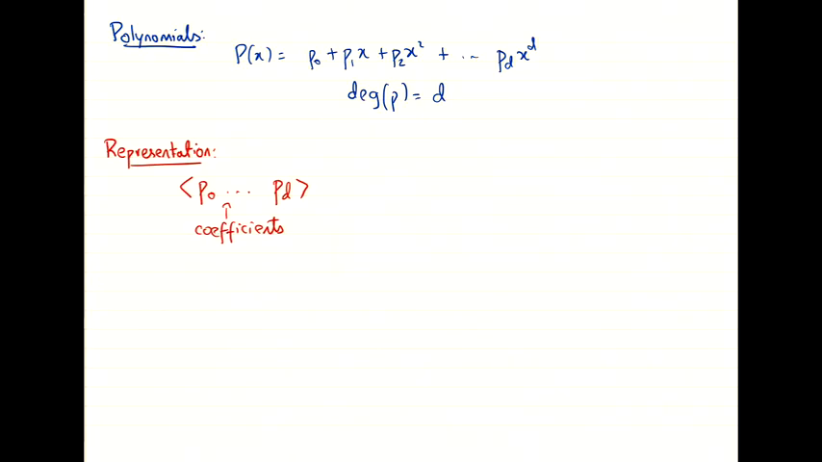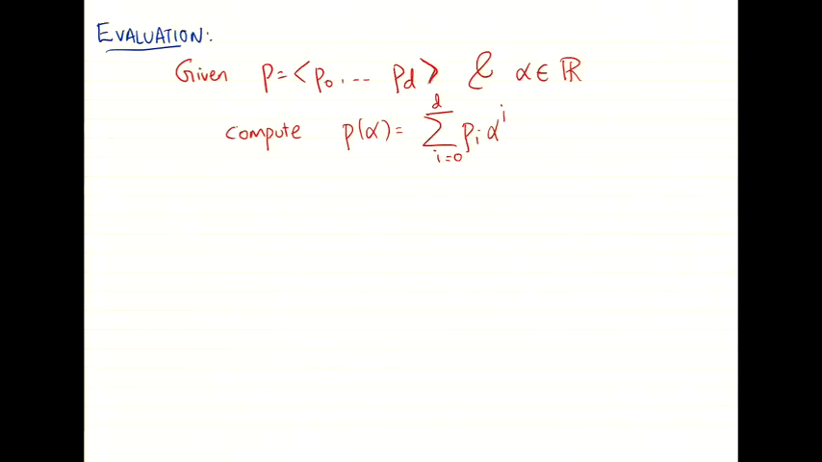Now, you want to see what kind of operations you can do on it. Perhaps the simplest operation you can think of is evaluating a polynomial. So here, what's the situation? You are given a polynomial P by the vector of coefficients, and then you're given some point alpha. It could be real or complex, basically a number. And you want to compute P of alpha.